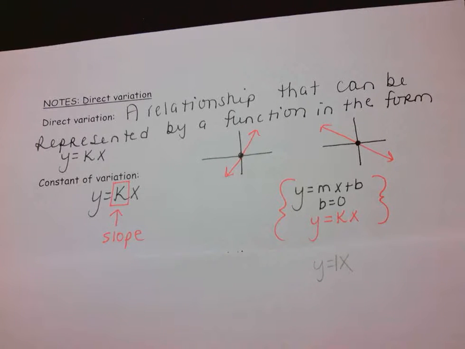Okay, so now let's talk about what the constant of variation is. The constant of variation is also called the constant of proportionality, and that is the k. That is also going to be your slope.